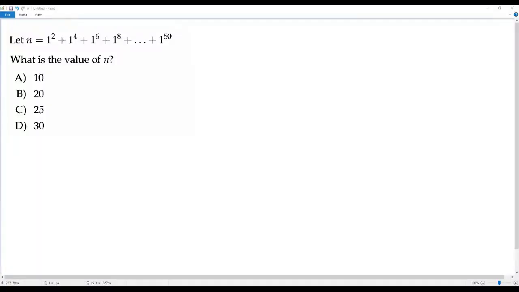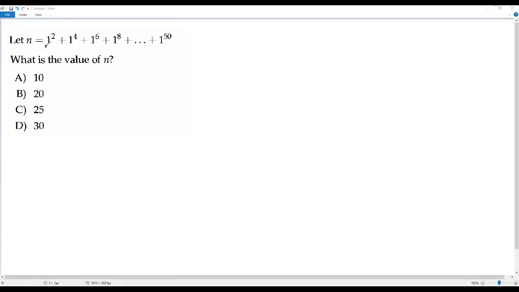Hi, in this video we are going to see problems on exponents and radicals in SAT math. Now let's look at the first problem. Let n equal 1 squared plus 1 to the 4th power plus 1 to the 6th power, and it keeps going up to 1 to the 50th power. What is the value of n?